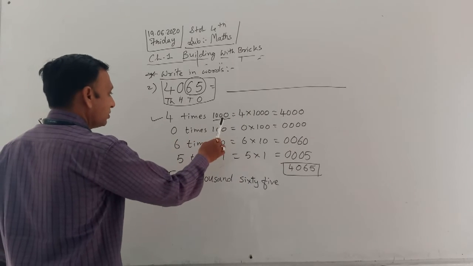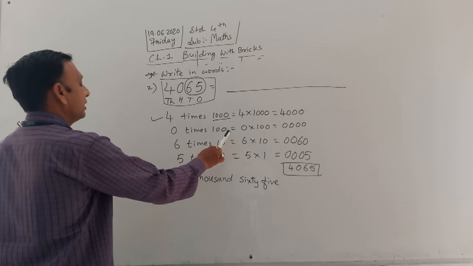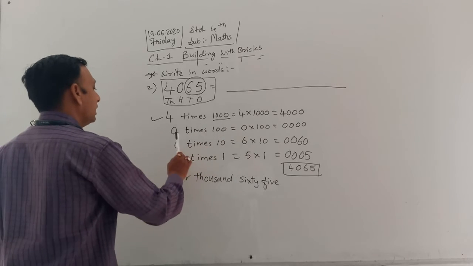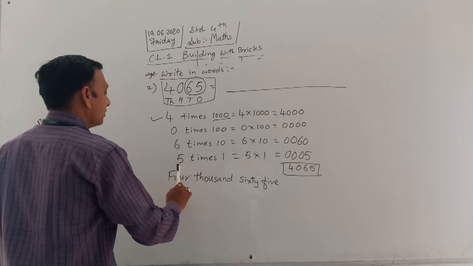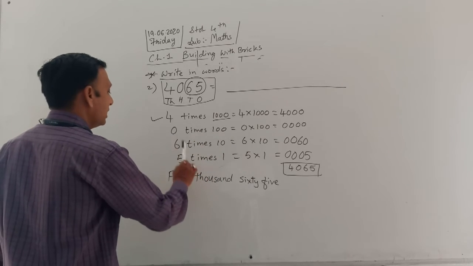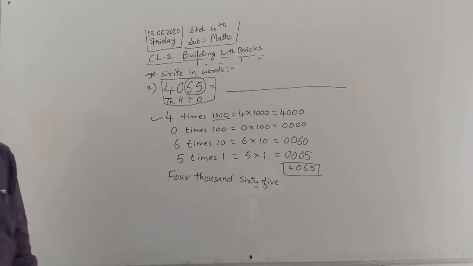So it means 4,000, 100. So no need to write 100. Understand? 4,000, leave this 0. 4,060. Then 5. 4,065. Understand? Another one.